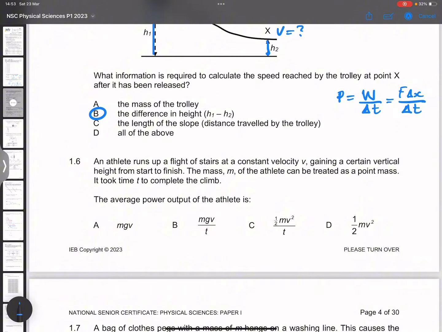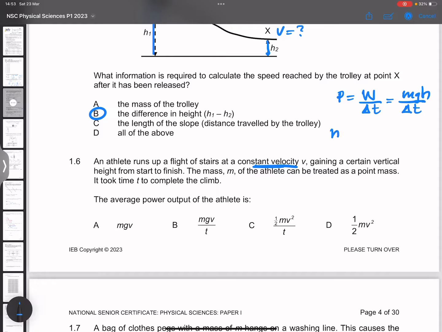Remember, it is work done to gain vertical height. So I can actually say this is mgh, right? So that's mgh. I've gained height. Remember, the velocity stays constant. That's what they say. So I don't gain any kinetic energy in this case. So mgh, right? But how would I get that height?